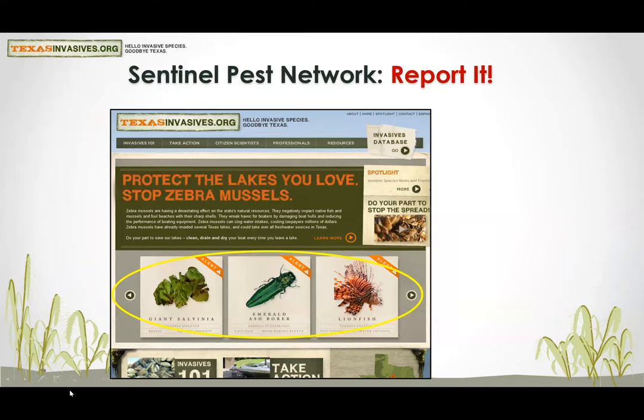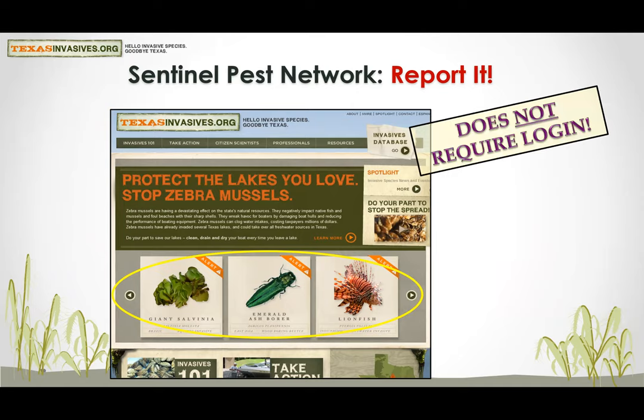So this is the TexasInvasives.org homepage. These are our sentinel pests right here. You can scroll. There are 24 plants and pests listed on the Sentinel Pest Network. It does not require a login to sign up to help us report on this. Several species that we talked about today are sentinel pests: the giant salvinia, the crested and yellow floating hearts, the tropical spiderwort, the apple snail.